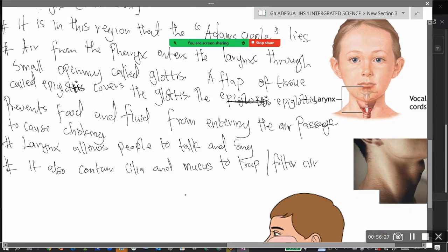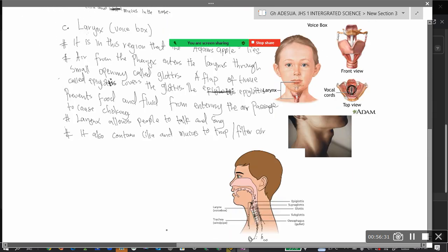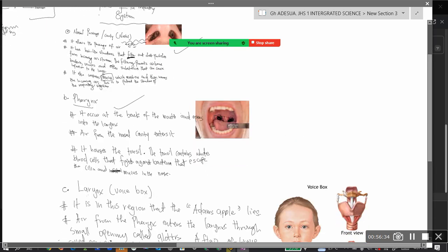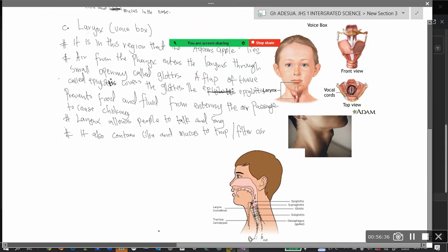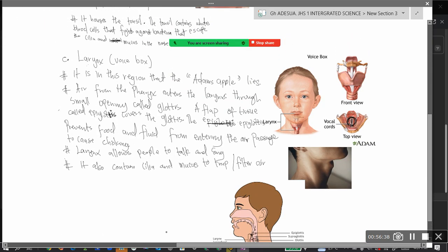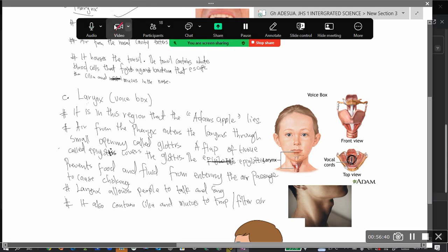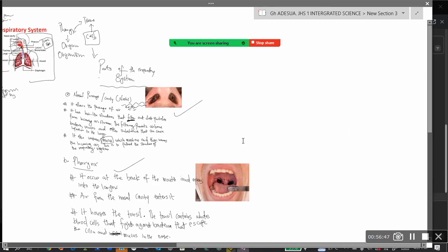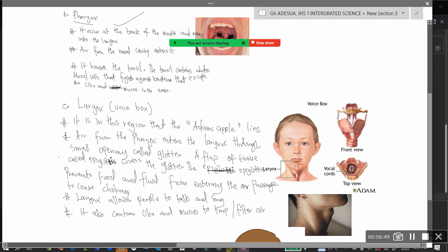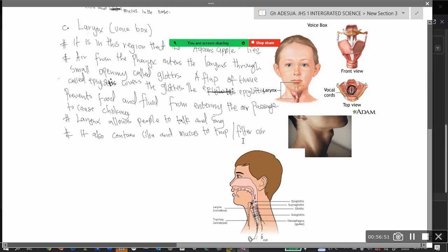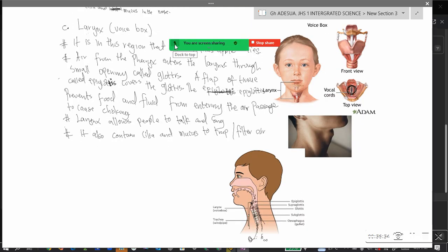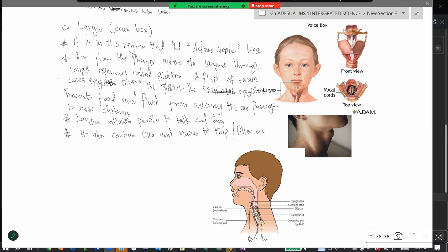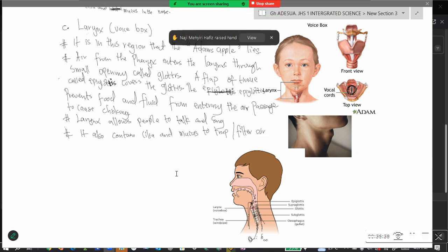Now let's go to the next organ, which is the trachea. Any question up to this point? I know you have a lot of questions. Okay, if there are no questions, then let me continue. Now let's move on to the next one, which is the trachea.